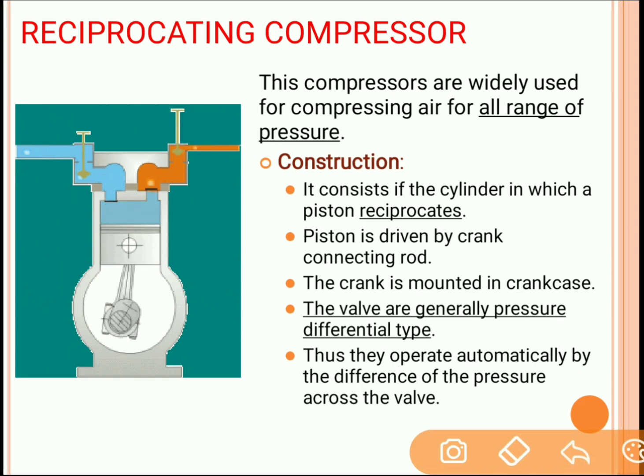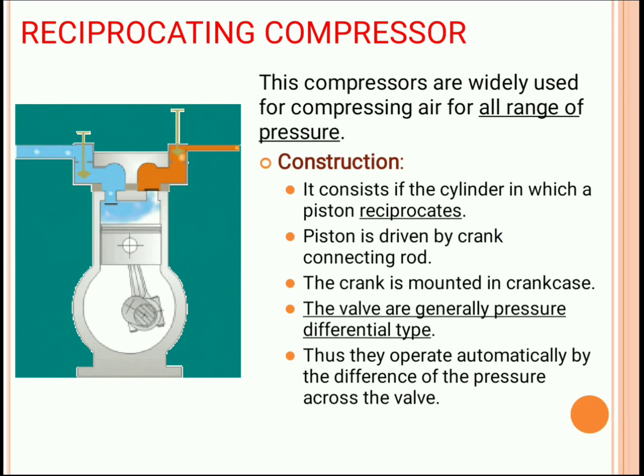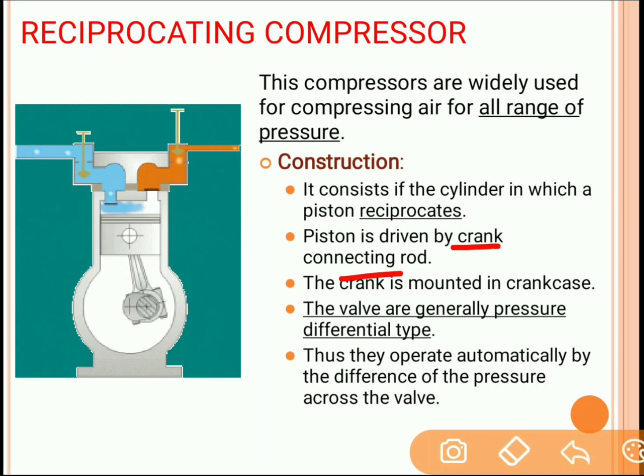Construction. It consists of a cylinder in which a piston reciprocates. As you see, this is a cylinder in which the piston reciprocates inside. The piston is driven by the crank and connecting rod. The element which is connected to the piston is nothing but the connecting rod, and the connecting rod is connected to the crank. This is the crank, which is rotating in the clockwise direction.